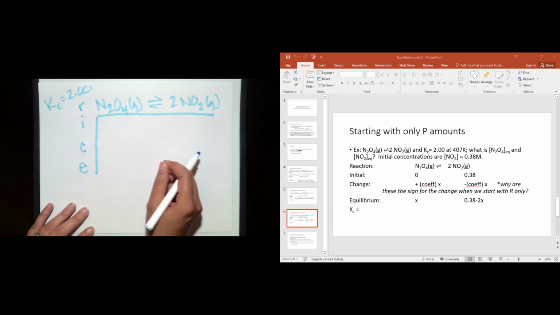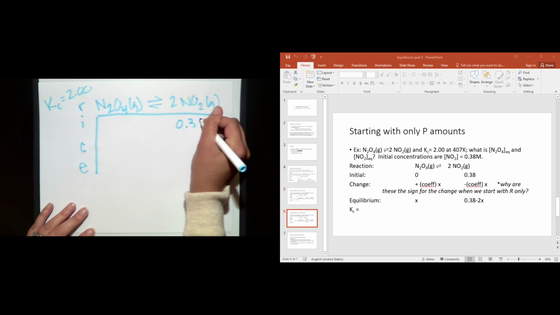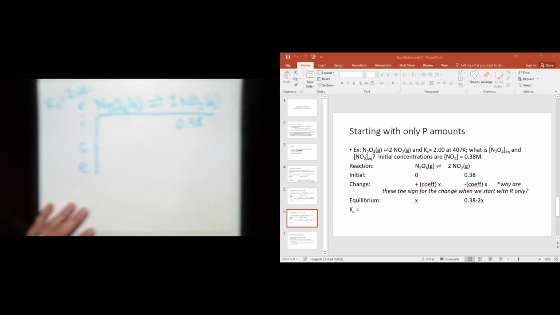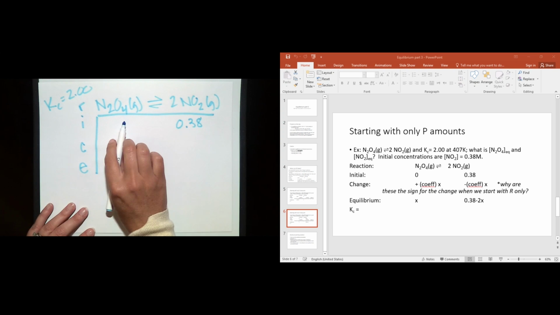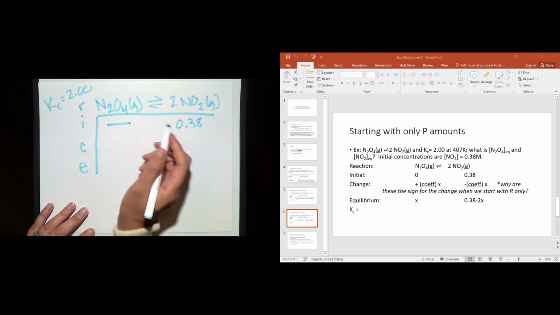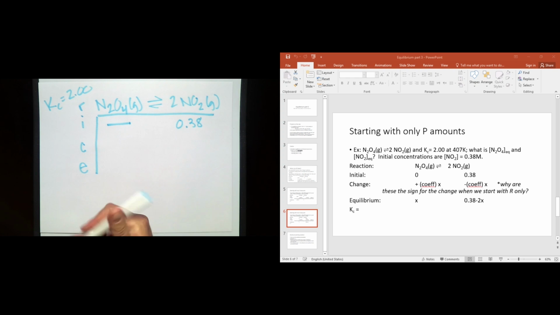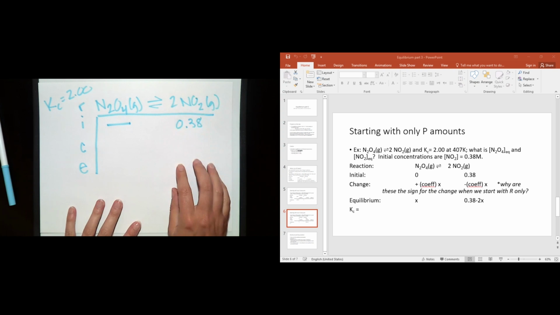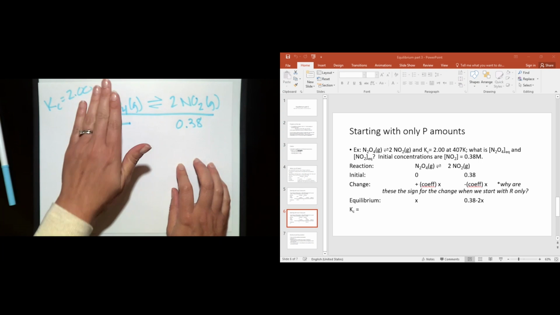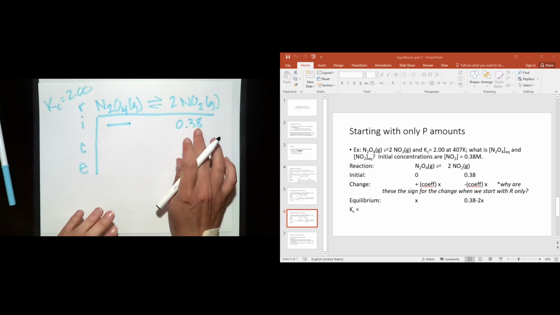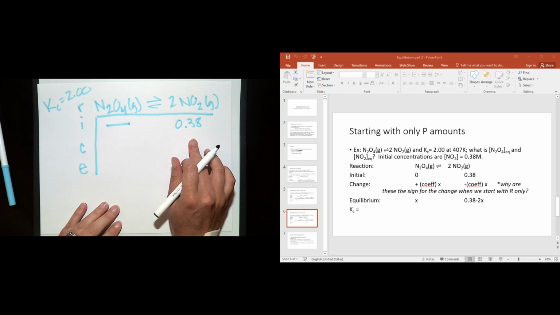Okay, I'm told initial concentration of NO2 is 0.38 molar. I'm not specifically given an amount of N2O4. So that one is 0. Now here's what's different from the last problem. Whatever you're given an initial amount of, if you are not given any on the other side, your negative on your change line has to be under the side that you were given some initial amount.